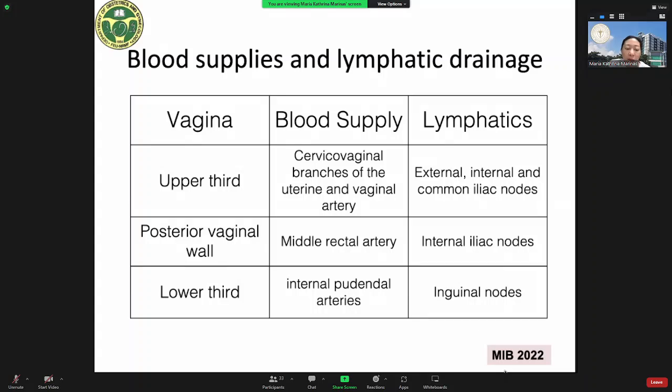So these vessels are present along each side of the vagina, and they fuse in the midline and anastomose.